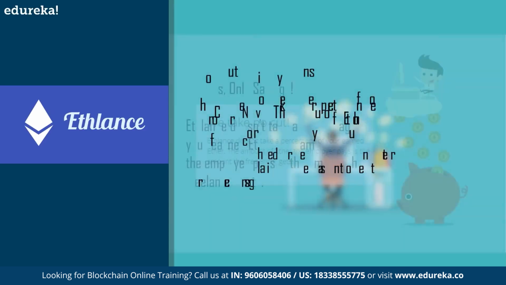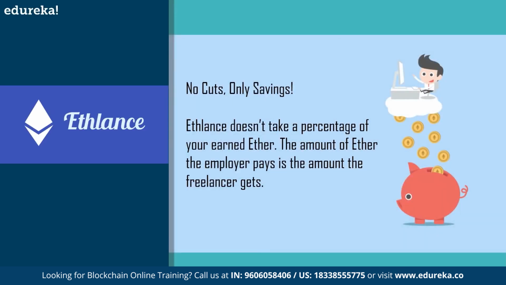So basically, Ethlance is a first of its kind job market platform for connecting freelancers and developers with employers. Its database runs completely on the Ethereum public blockchain, and front-end source files are distributed on IPFS, or the Interplanetary File System, meaning Ethlance is fully decentralized. So basically, there are no cuts and only savings. Ethlance doesn't take a percentage of what you earned from the connections that you made on Ethlance, and the amount of ether that the employer pays is the amount the freelancer gets. So that's a very, very big thing for freelancers.